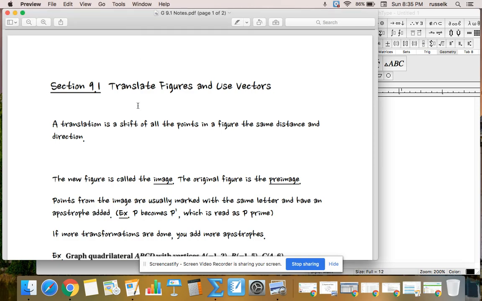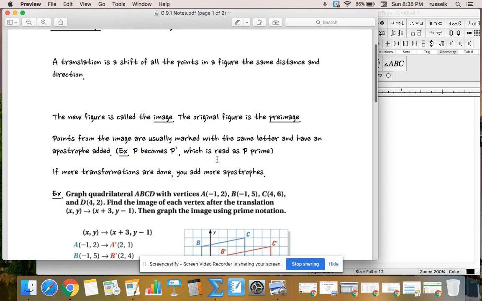Today we are covering section 9.1, looking at translations and vectors. We've talked about translations before, but we're going to look a little bit more in depth and really get into doing some actual translations. A translation, if you remember from before, is just a shift of all the points the same distance and direction. So all the points move the same distance and the same direction.